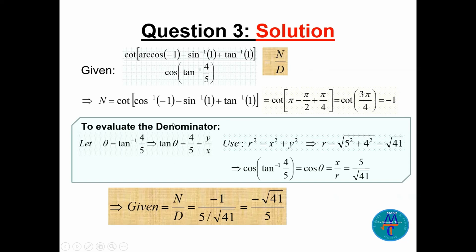That's easy. Now for the denominator, let theta be equal to tan inverse of 4 over 5. So tan theta will be 4 over 5, which is y over x. I can find r, which will be square root of 41. So what do I need to find? Cosine of theta. Cosine of theta will be x over r, which is 5 over square root of 41. This is in the denominator. So the whole expression equals minus square root of 41 divided by 5.